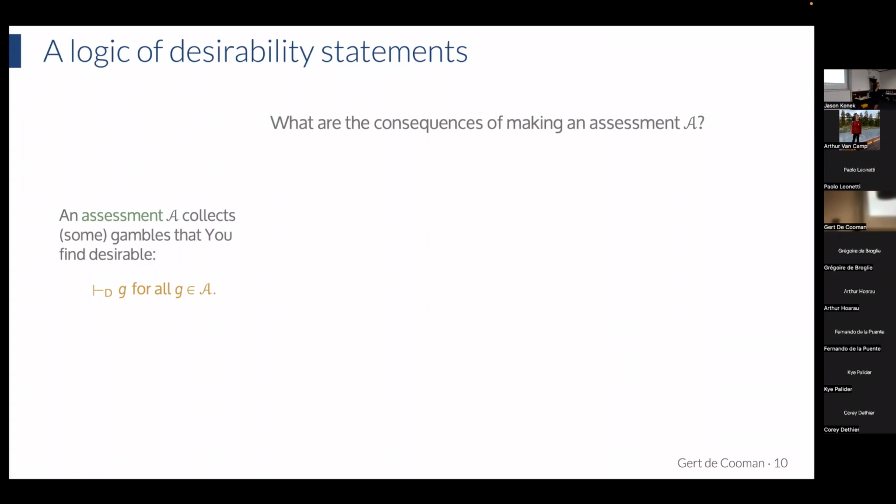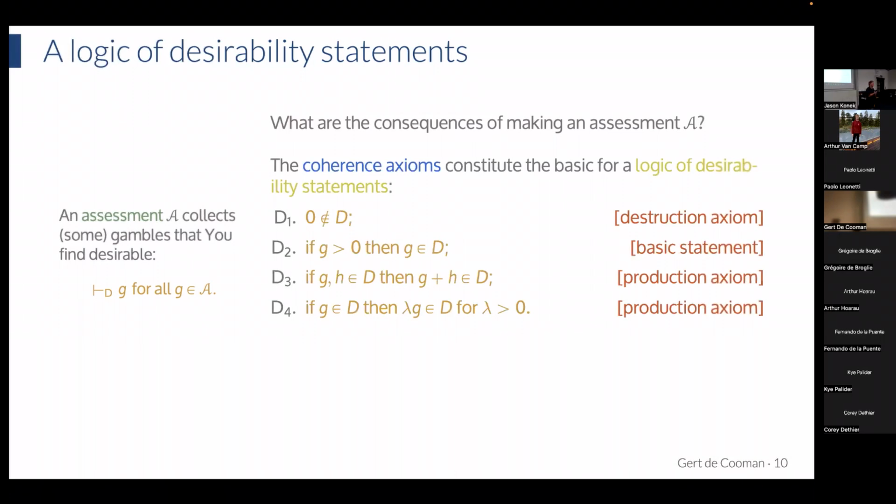So the idea is, you will give me these statements. What can I infer from these desirability statements that you've made? What can I do with them? And so this is where the coherence axioms come in. Because if I look closely at these coherence axioms, a number of them are basic statements, like constants. If a gamble is positive, it must always be desirable. So all the positive gambles are desirable, they come for free.